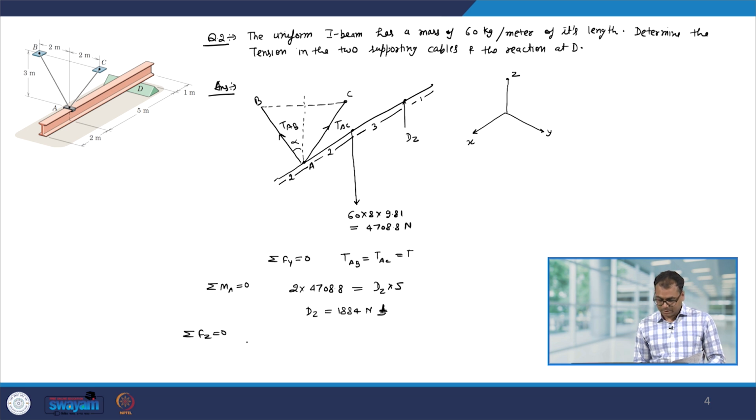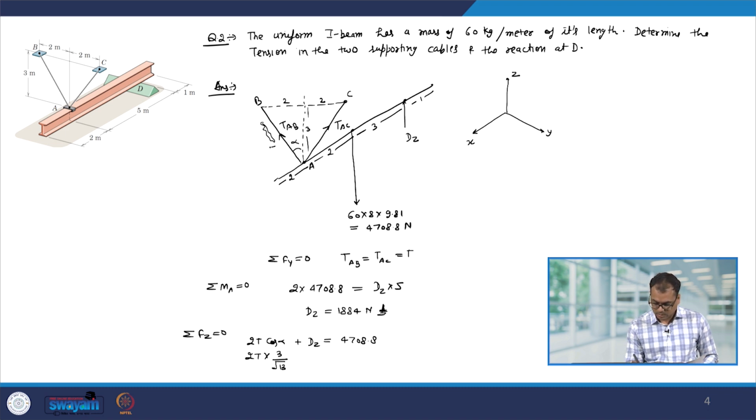Now, to find out T, let us use summation Fz equal to 0. So, let us look at the component in the z direction. So, we have 2T and cos alpha, this alpha we can find out from the geometry, plus dz equal to the weight which is acting downward. So, we have 2T into cos alpha. Cos alpha will be 3 divided by square root of 13, because this is 2, this is 2, and this length is 3. So therefore, this length will be square root 13.